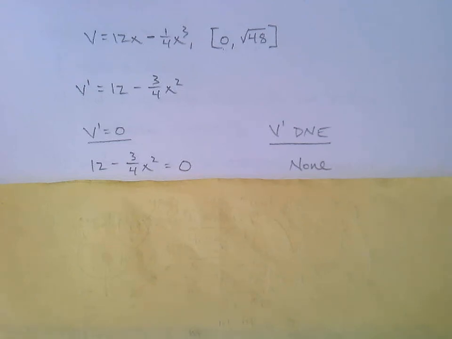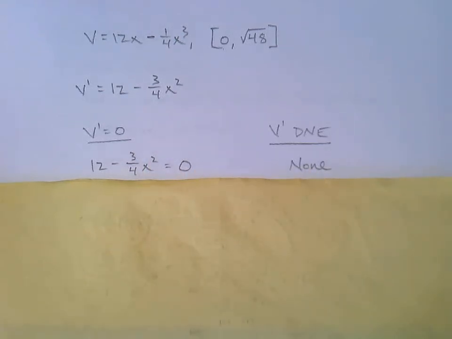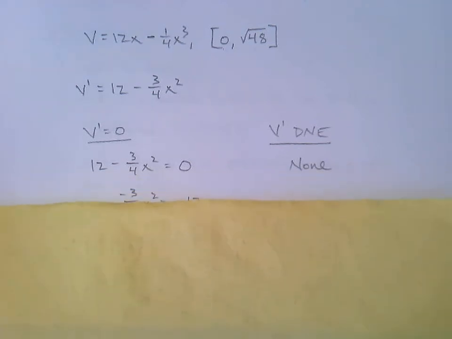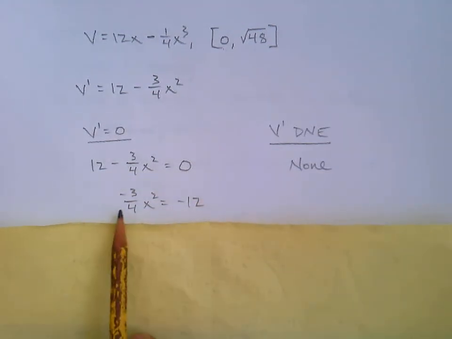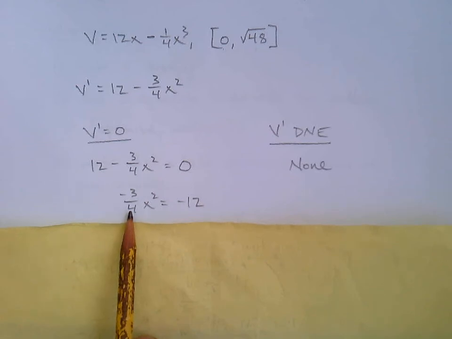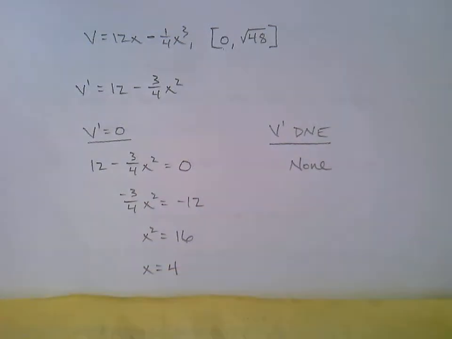Okay. Well, let's just answer this one. That's none, because we've got a polynomial again. But what about when we set it to 0? Well, let's subtract the 12. And now maybe we multiply both sides by -4/3, the reciprocal. We'll get x squared equals 16. And square rooting, x equals 4.